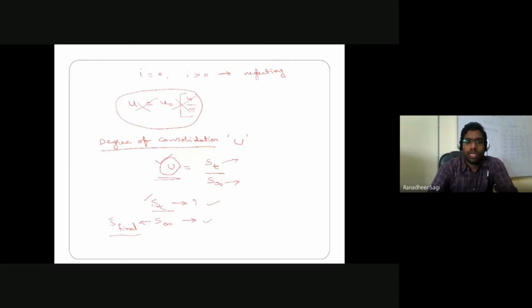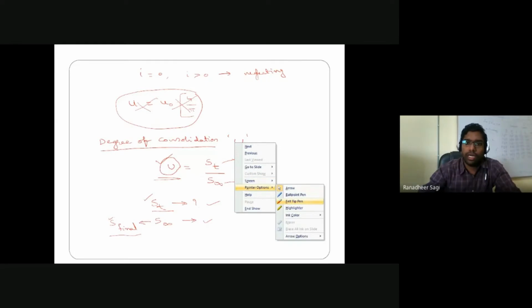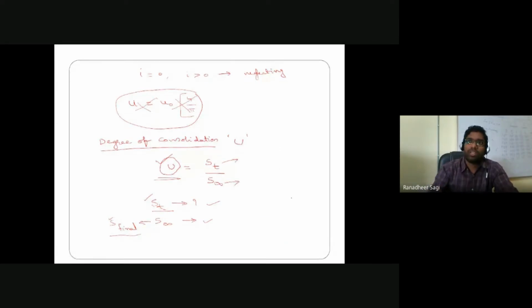In the last class, we were trying to talk about degree of consolidation towards the end of our discussion. And we said degree of consolidation is defined as the ratio of settlement in the soil at any time divided by the final settlement, the maximum settlement you are expected to have in that particular soil due to that increment in load applied on the soil.